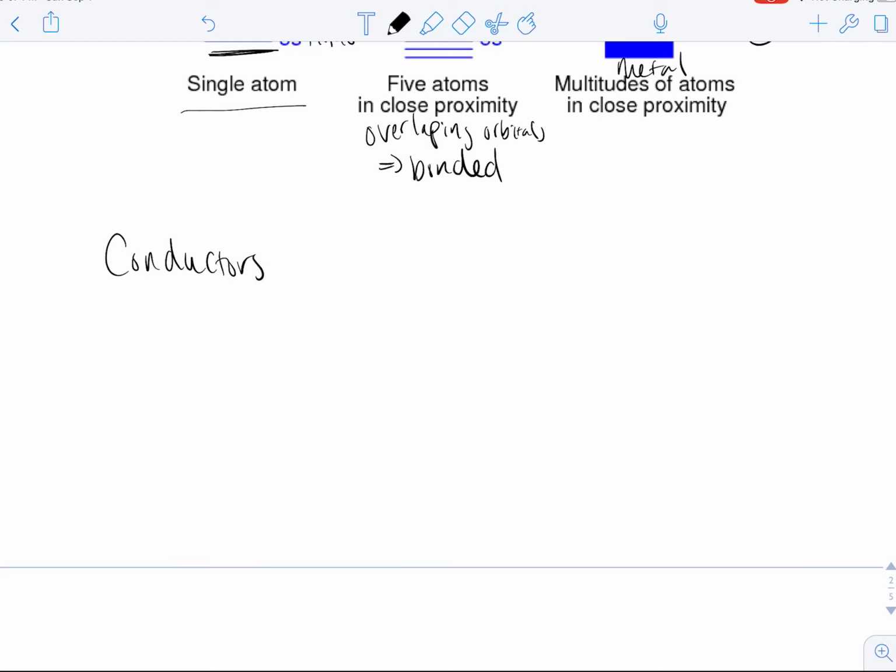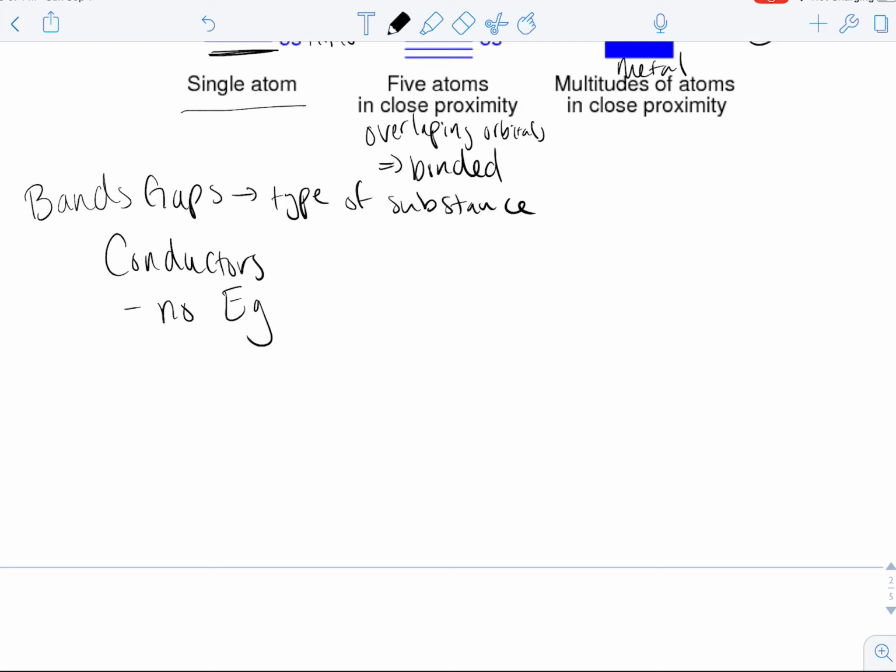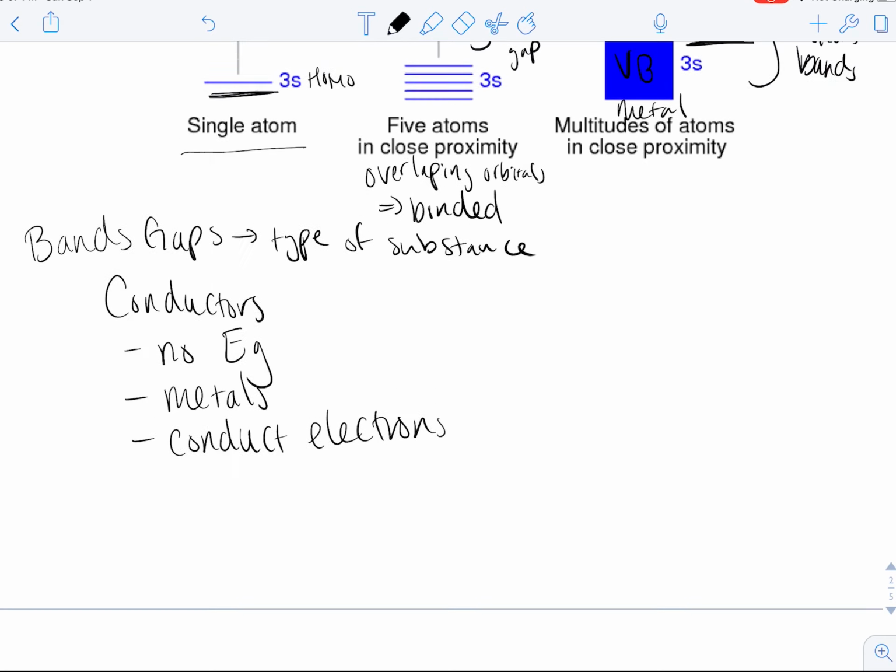just to keep everything cohesive. So band gaps, type of substance. If we have a band gap, our band gaps will tell us what type of substance we have. First, if we have a conductor, we have no band gap. Right? So this is going to be our metals. And here we can conduct electrons without the addition of any energy because the two bands are overlapping.